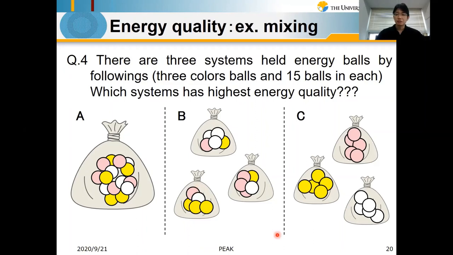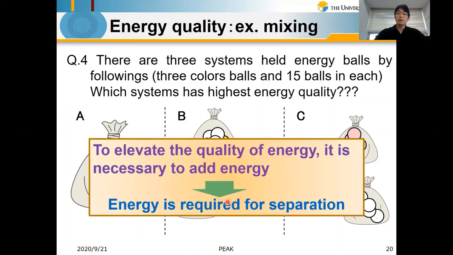The answer is C. If you make A into C, you must select the balls and take them out in your own way by color. This means that you must provide your work to the selection of the balls. Remember? To elevate the quality of energy, it is necessary to add energy. Therefore, energy is required for separation.